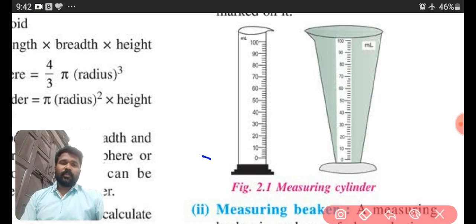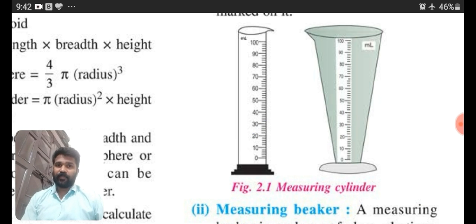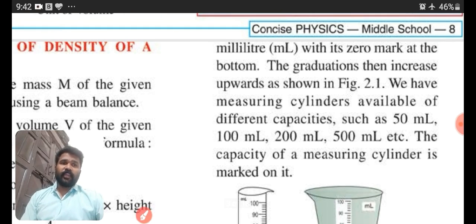First one, the standard measuring cylinder. Another one, pharmacist. They are using this type of measuring cylinder. You know that very well. Okay, two types of measuring cylinders are there. In 7th class we have discussed. Okay, both diagrams are very important. You have to practice.